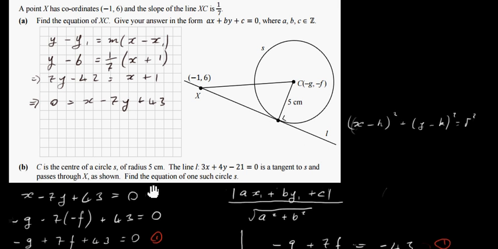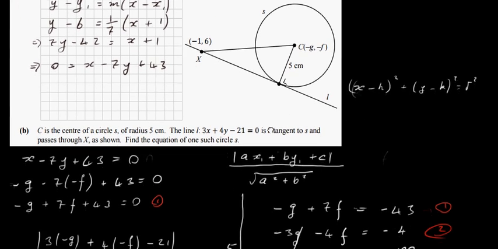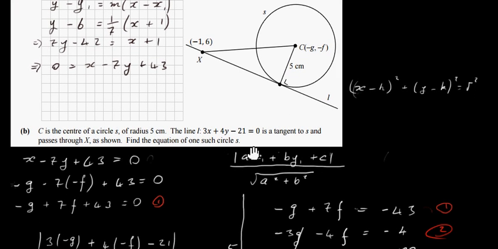So, find the equation of one such circle, so that implies there's more than one. So there might be another one out here possibly. Okay, so let's do that. Now, how am I going to do that? Well, the equation of a circle is given by this formula here. (x minus h) squared plus (y minus k) squared is equal to r squared. So we know what r is. We know r is 5. So this side of our equation will be 25.